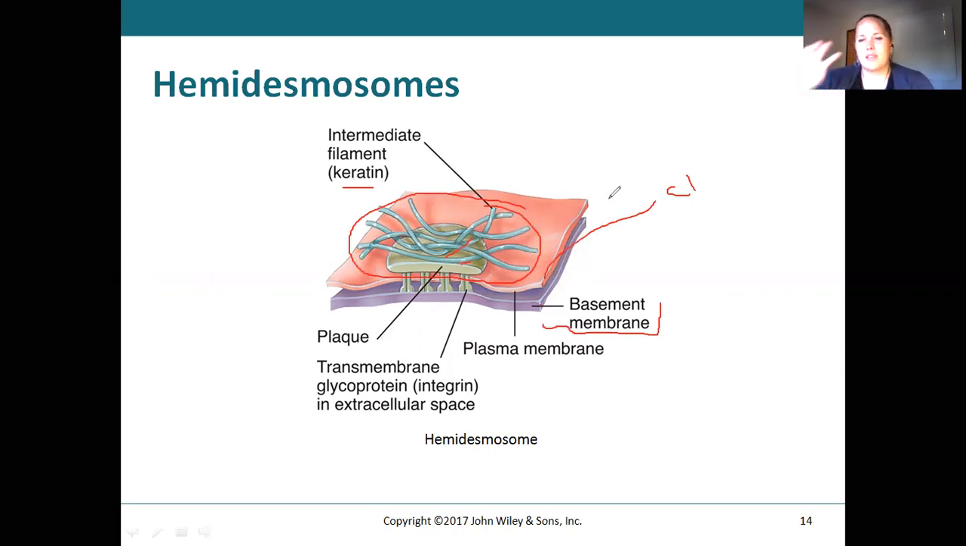If we talk about the different nomenclature for an epithelial cell, this is also called the basal side of the cell. And we'll talk about the other side here in a second. I don't want to introduce too many ideas in this one slide. But you have your basal side that is being adhered to the basement membrane. And you can also see that this transmembrane glycoprotein, in this case, it's integrin, not cadherin, that's occurring in the extracellular space. And with this hemidesmosome, you only have the presence of a desmosome on one side because you're adhering to a basement membrane, which is a different type of tissue.